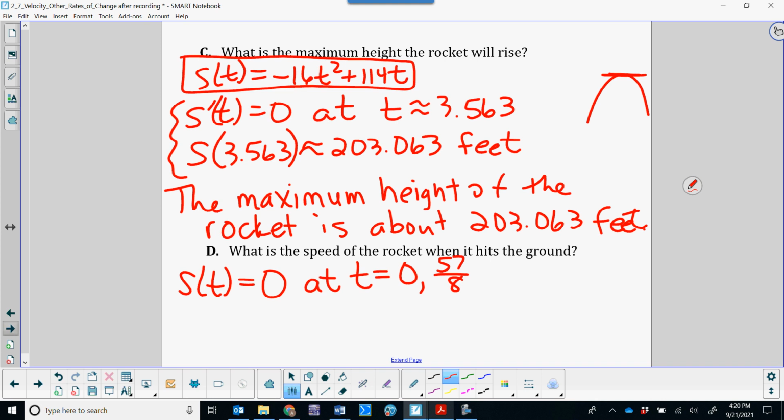Then they ask, what's the speed? Well, the speed is the absolute value of velocity. So we want the absolute value of the velocity at 57/8. So that's what I will write. Absolute value of velocity at 57/8, which is 114 feet per second. And then you should go ahead and say the rocket is going about 114 feet per second when it hits the ground.